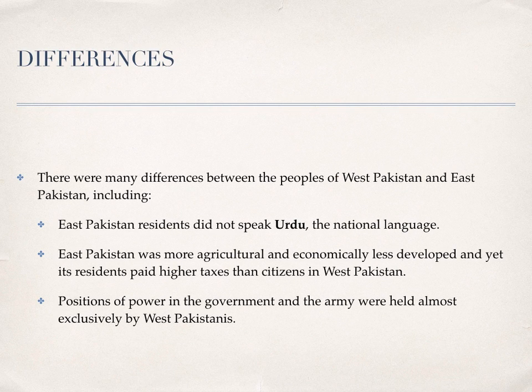Differences. There were lots of differences between the people of West Pakistan and East Pakistan. For instance, East Pakistan residents didn't speak Urdu, which was the national language. And East Pakistan was an area that was more agricultural, and it was economically less developed. But its residents were forced to pay higher taxes than the citizens in West Pakistan. Very unfair. Positions of power in the government and the army were held, again, almost exclusively by the West Pakistanis.